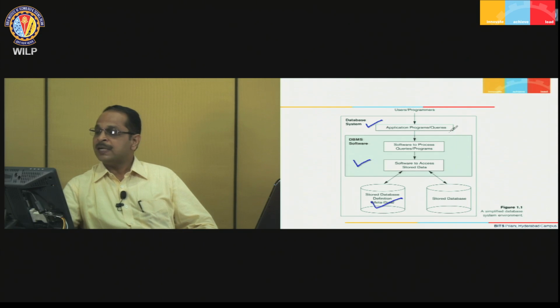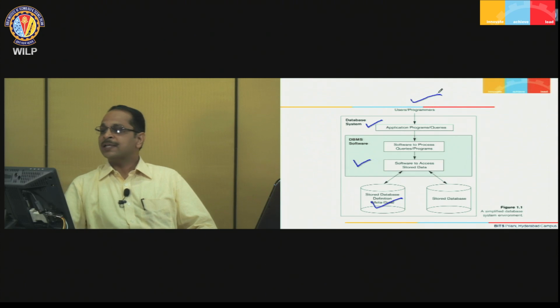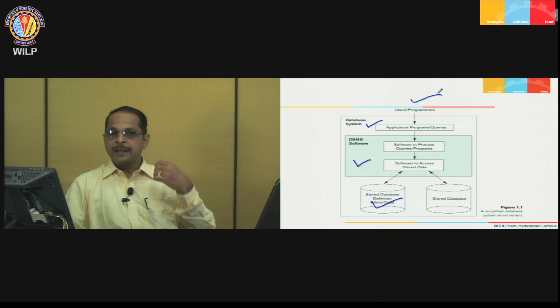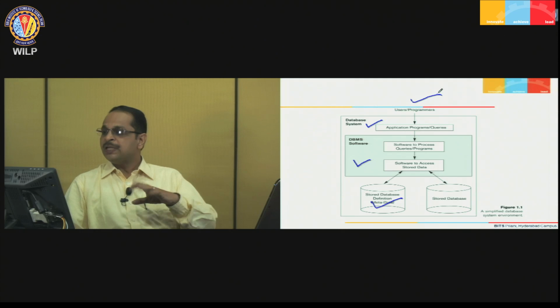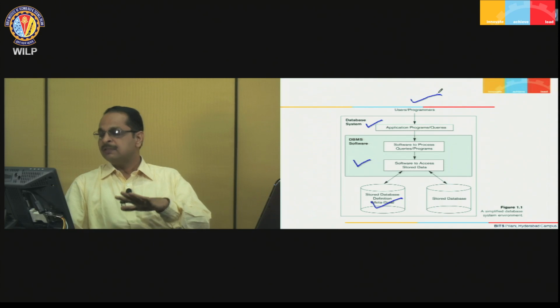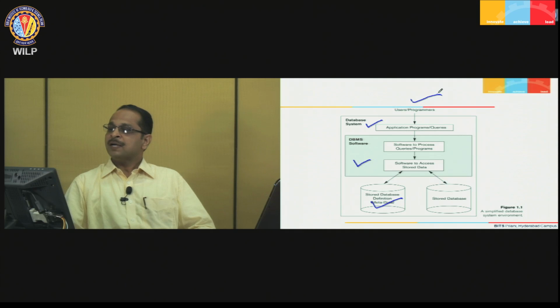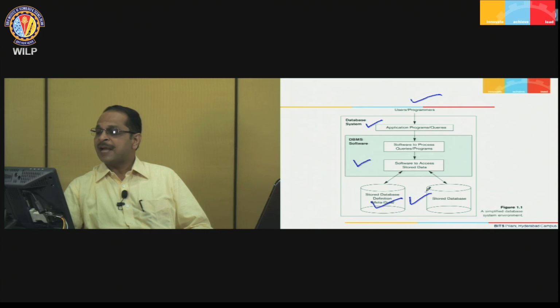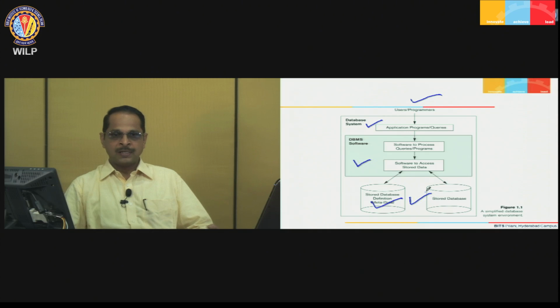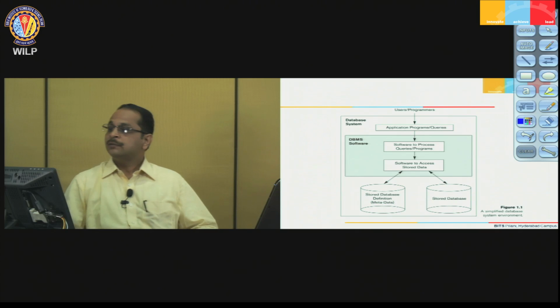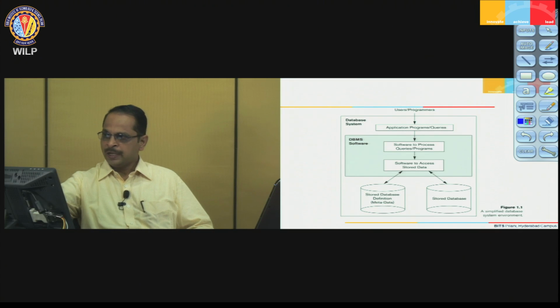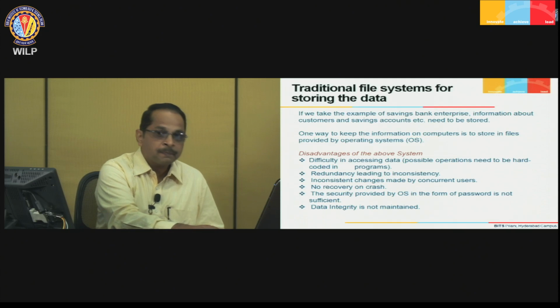All these three components put together are called the database system. And of course end users are external to the database system, and they interact with the database through the interfaces provided by application programs. So a database system consists of application programs, first thing. Second, the database management system software, and third, the storage, the actual storage where we store our data. This is about the environment of the database systems.